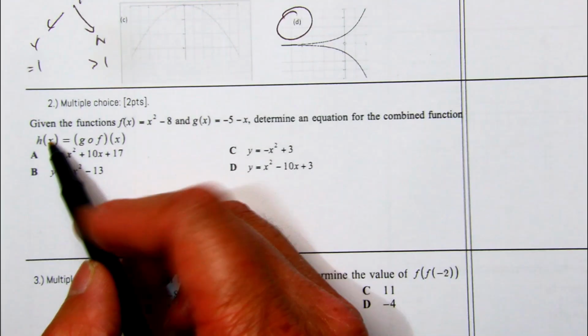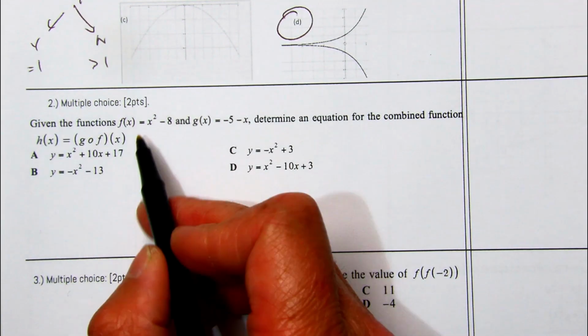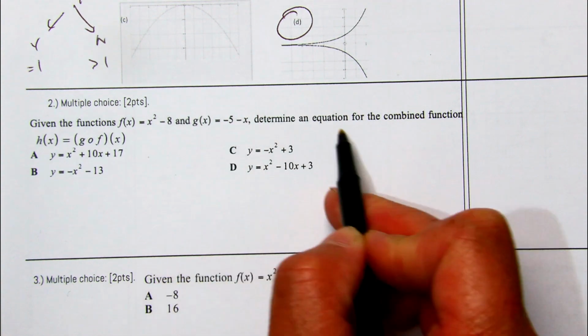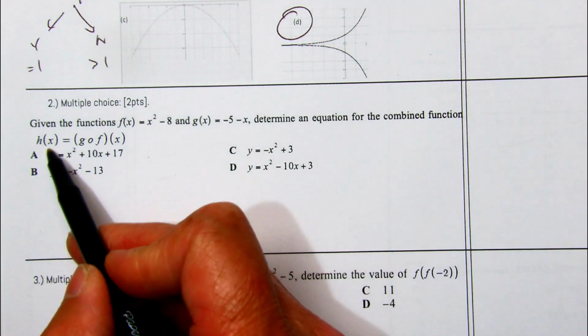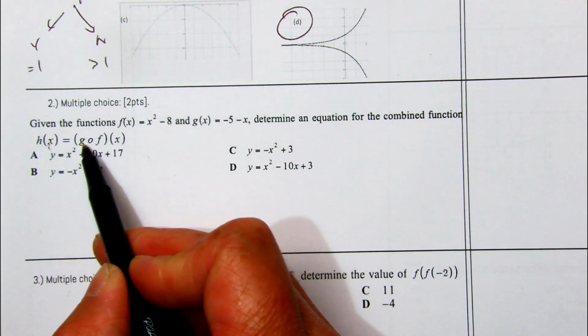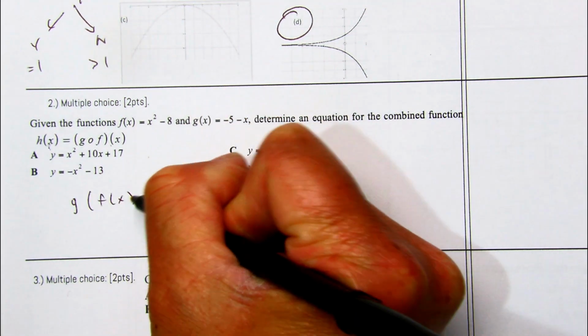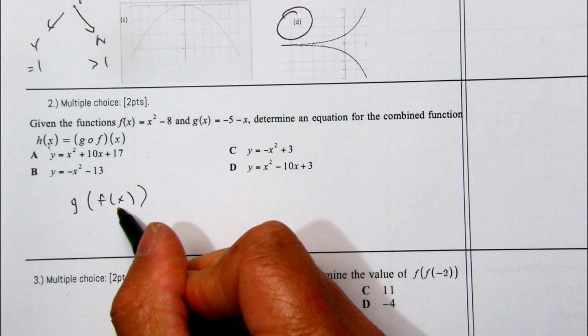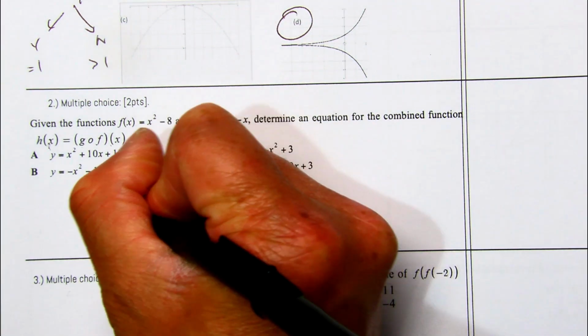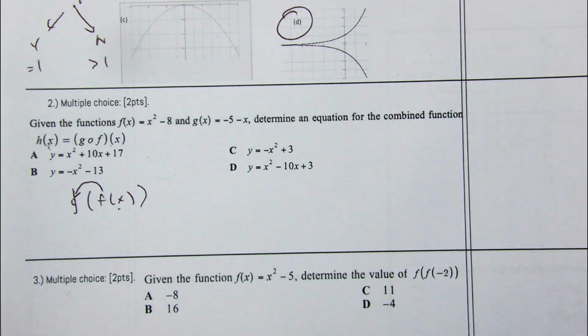Question number 2, given the functions f of x and g of x, determine an equation for the combined function. So they want us to find h of x. Well, it tells us g of f. G of f is g of f of x. You're putting f into g. So let's write g first.